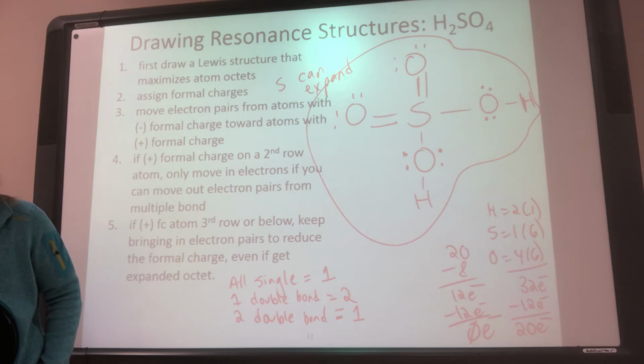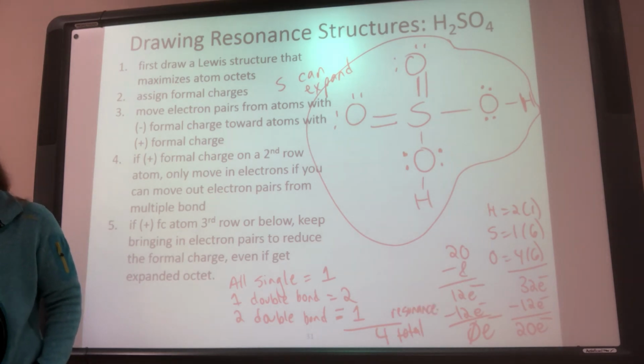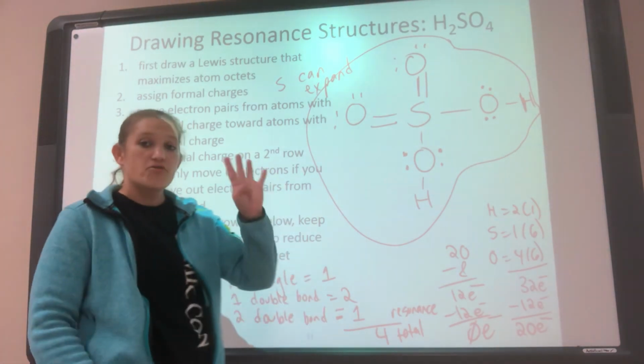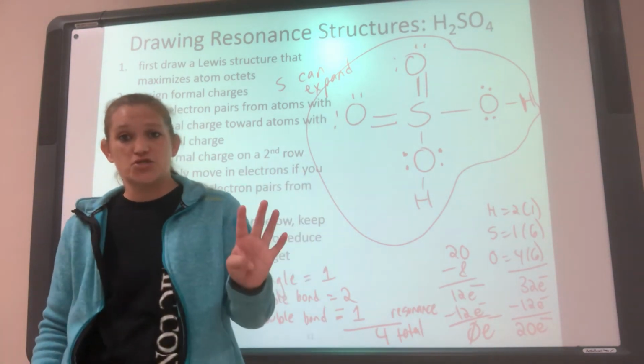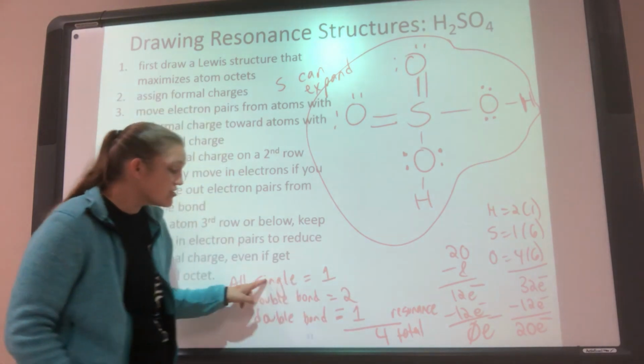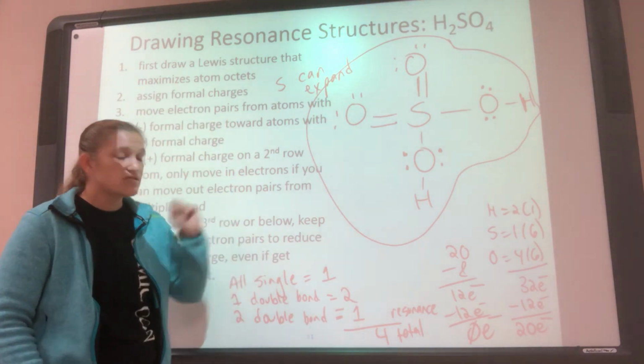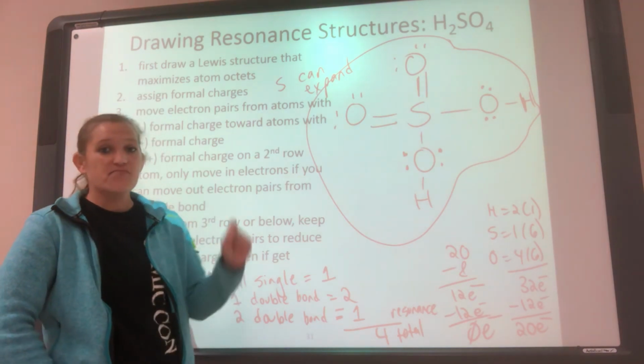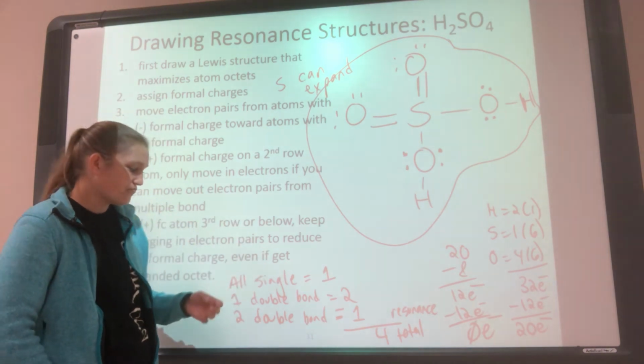So how many total did I have? I had this one, these two were two options, and this. That meant there were 4 total resonance structures. So if I asked you how many resonance structures does H2SO4 have, your answer would be 4. Because if it has all single bonds, but my sulfur is happy, he has at least 8, it counts. Okay? It has to be a stable structure for it to count.